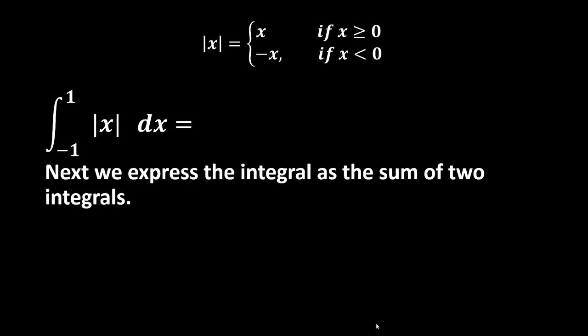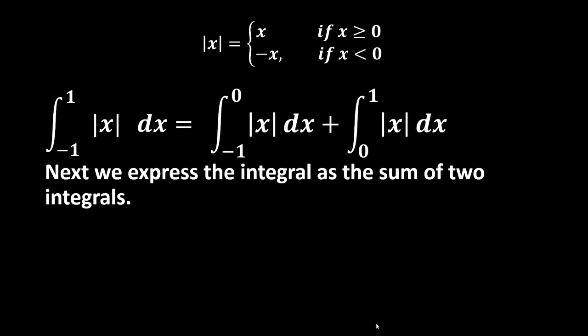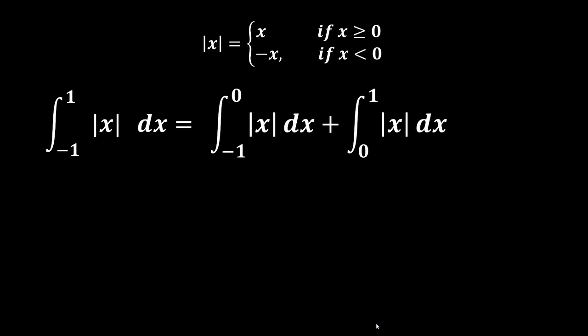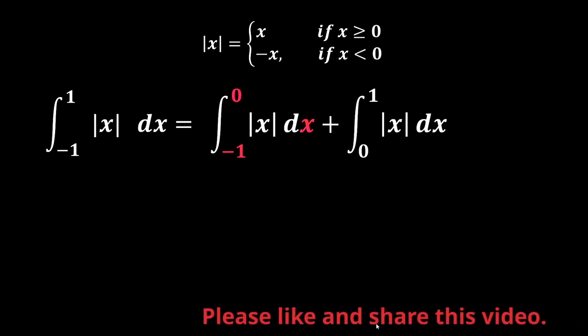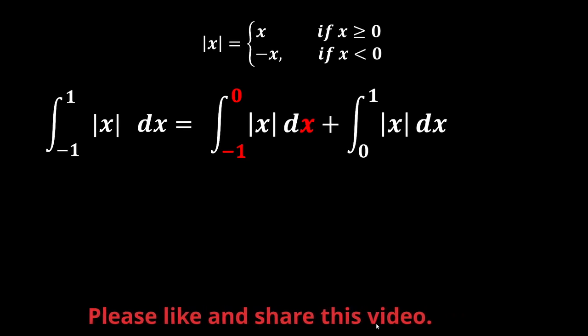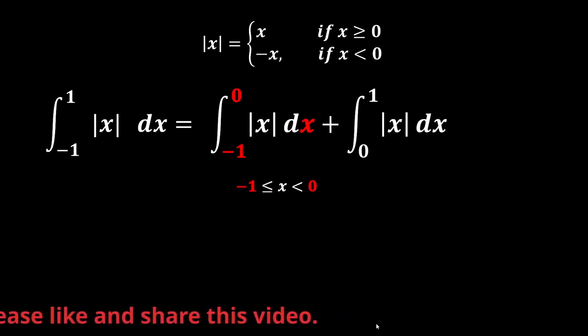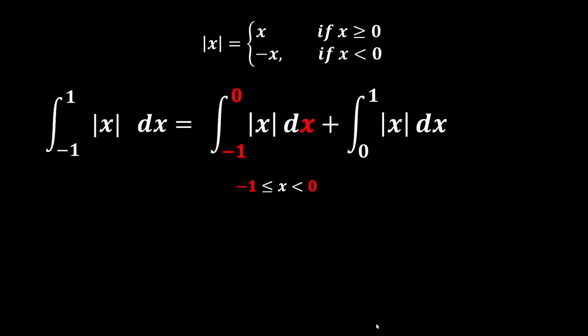Next, we express the integral as the sum of two integrals. On the first one, x goes from -1 to 0, and on the second integral, x goes from 0 to 1. Let's analyze the first integral on the right-hand side. x is greater than or equal to -1 and less than or equal to 0. Let's see what happens on the second integral. On the second integral, x is greater than or equal to 0 and less than or equal to 1.